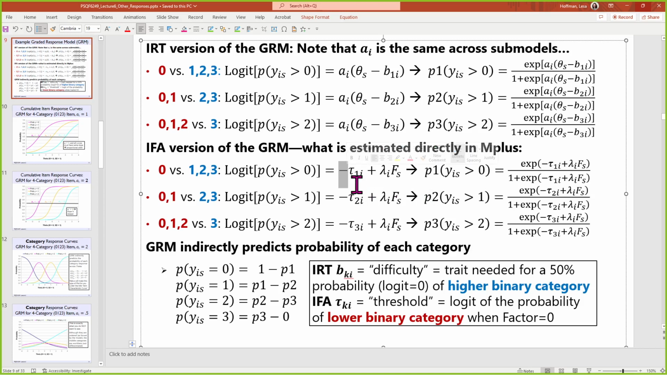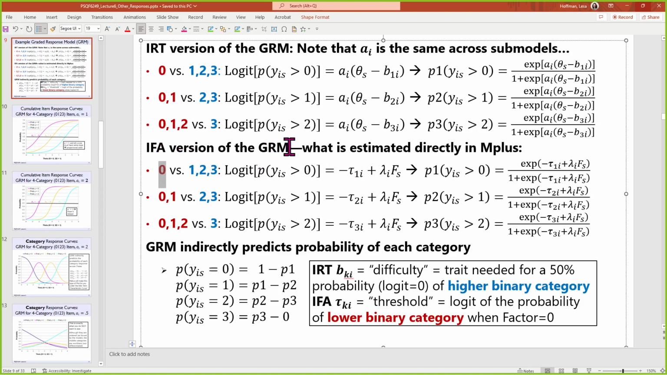But yes, by itself, the threshold tells you either the logit or the probit of the probability of the red one. And you take the minus sign, and then that turns it into the logit or probit of the blue one. The 1 in each of these binary submodels.